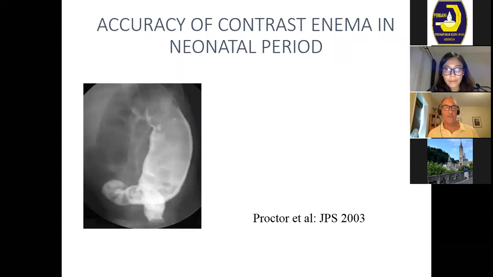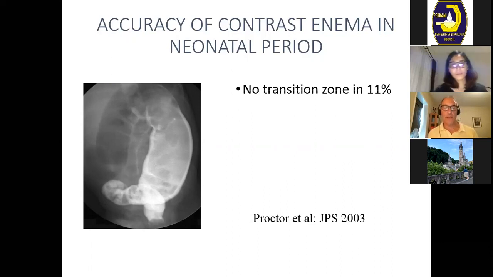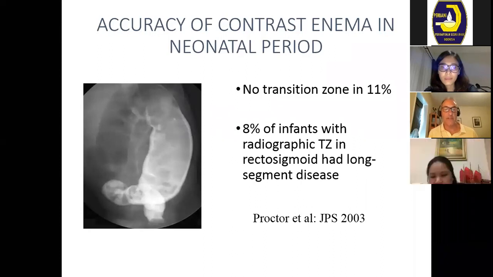The reason why I think that there should be a preliminary biopsy before you start the transanal dissection goes back to a study that we did in the early 2000s, where we compared the accuracy of the neonatal contrast enema in identifying the location of the transition zone. We found that about 10%, which is the number I gave you before, of newborns with Hirschsprung's disease will not have any transition zone on their contrast study. And about 8% in this study of the infants who had a radiographic transition zone in the rectosigmoid had a much longer aganglionic segment than was suspected based on the contrast enema.